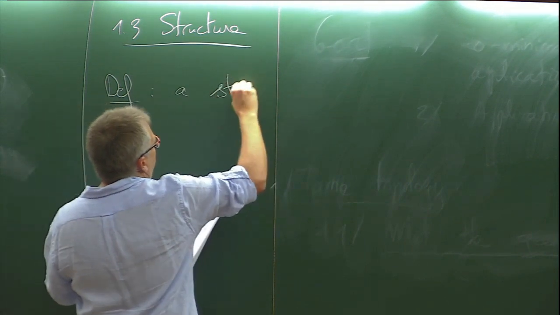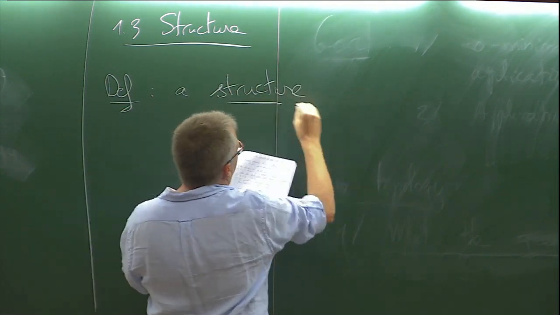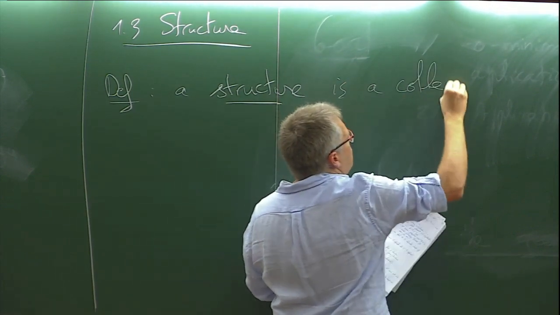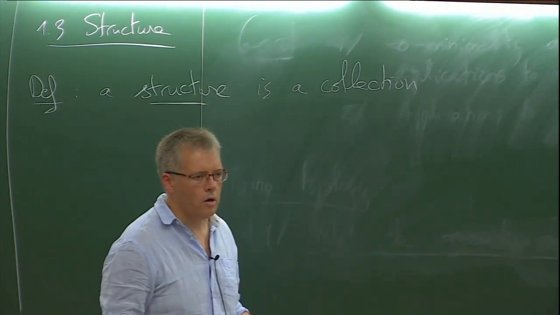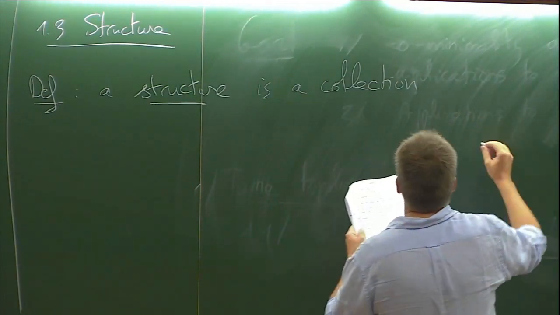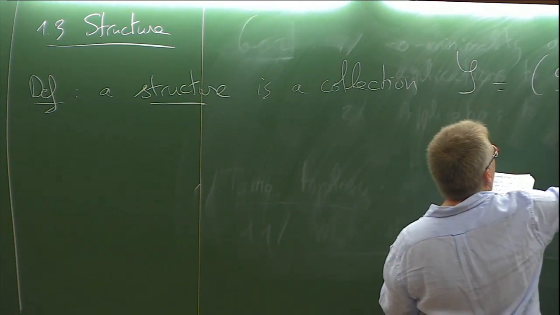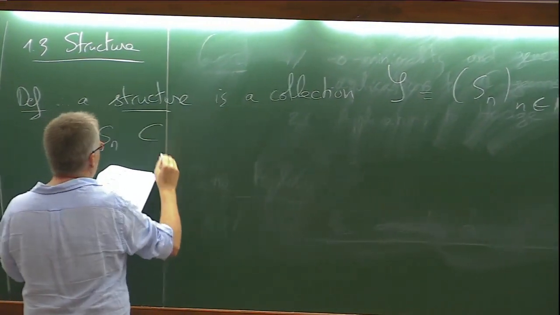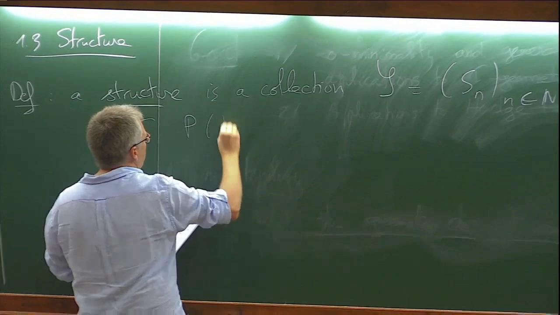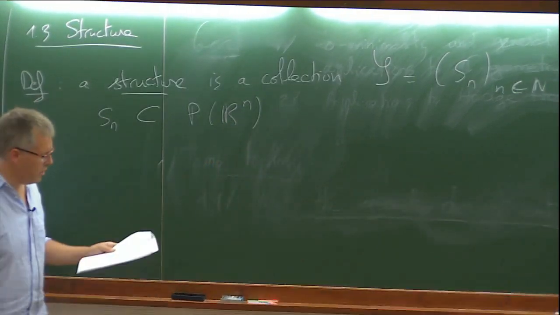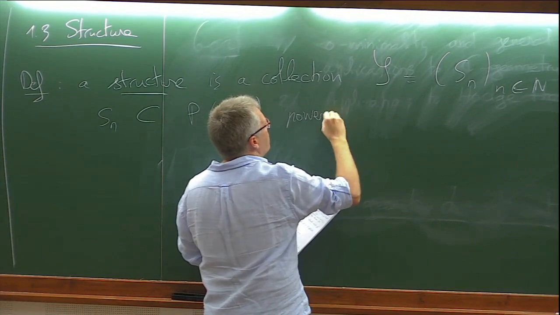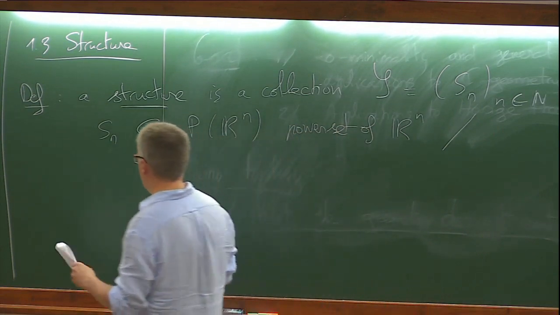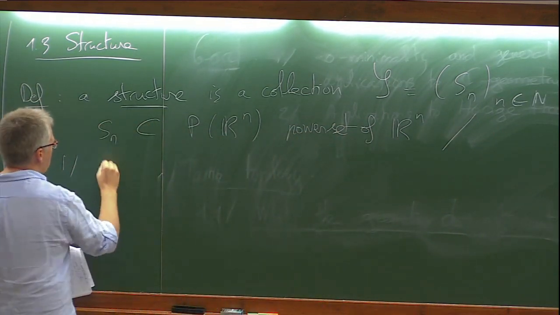Well, a structure in the sense of model theory, in our setting, extending R, is a collection. It's just the rule that gives you the subsets of Rn you are allowed to play with. So it's a collection S = (S_n), n in N, such that S_n is a subset of the power set of Rn. So it's a collection of subsets of Rn, satisfying some axioms.